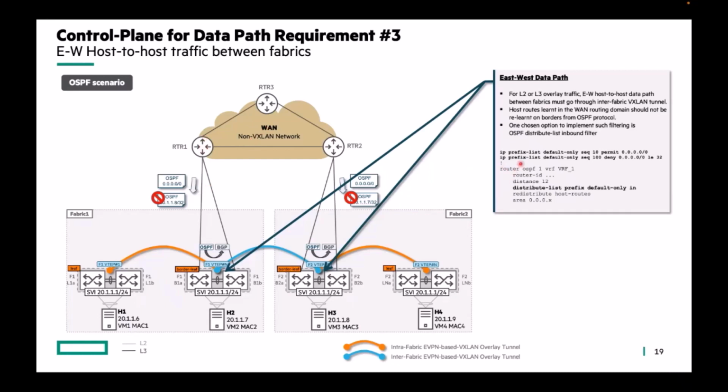And that is what I've highlighted here. There is a prefix list called default only, which we have created, and we are permitting the default, and then we are denying everything else, right? And then we call that prefix list in the distribute list of that particular OSPF. Now we are running OSPF here, right? This is the OSPF scenario. And distribute list prefix default route in. With that, whatever is coming in, if host routes are sent by the WAN router, the border VTEP will deny them, and we will have seamless east-west traffic.